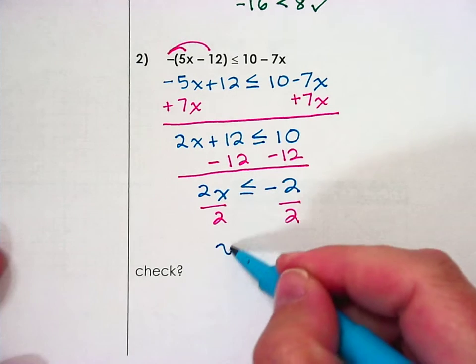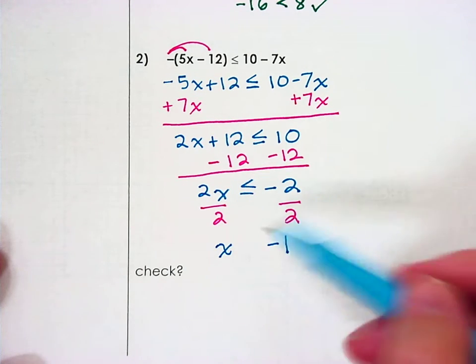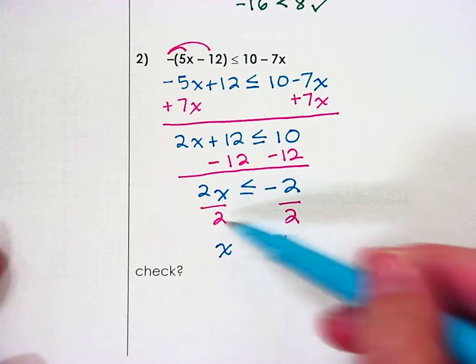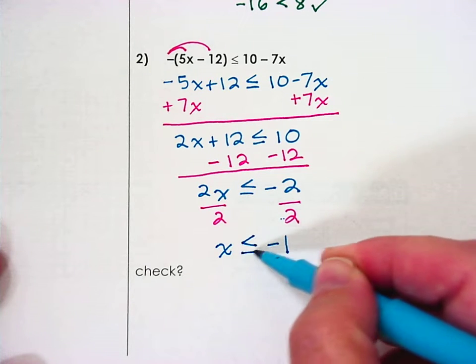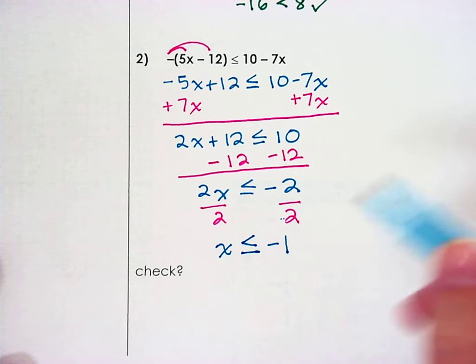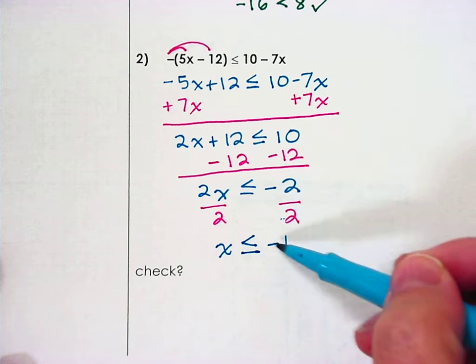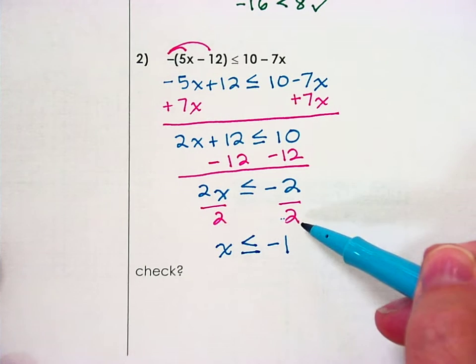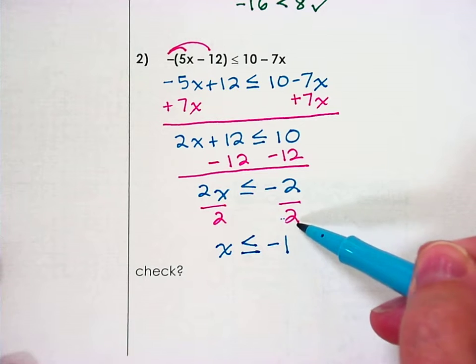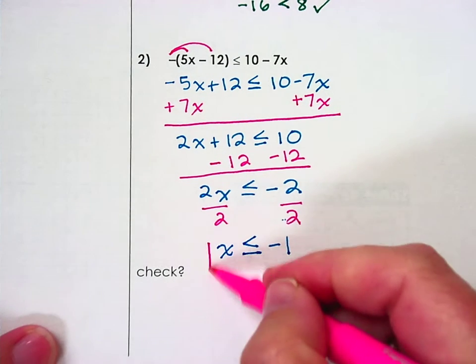So I have the x. Negative 2 divided by 2 is negative 1. This time I am dividing by a positive number, so the inequality arrow stays the same. It's still a less than or equal to. Even though my final answer has a negative 1 there, all I did was divide by positive 2. Since I divided by positive 2, the arrow stays the same. And there's my solution.